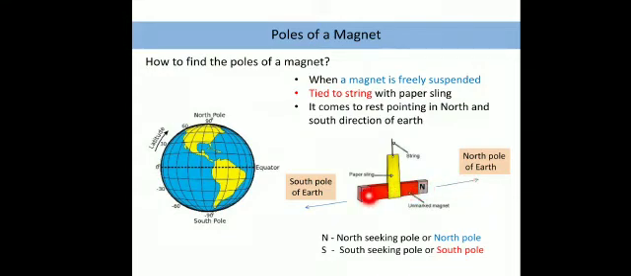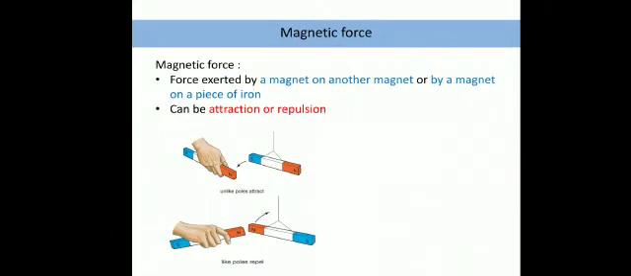and the side which is pointing towards the south pole of the earth is known as the south pole of a magnet. Very importantly, then there comes magnetic force. We know that a magnet always attracts. So what is magnetic force? The force exerted by a magnet on another magnet or another metal object is known as a magnetic force. This magnetic force can be attractive or it can be repulsive.